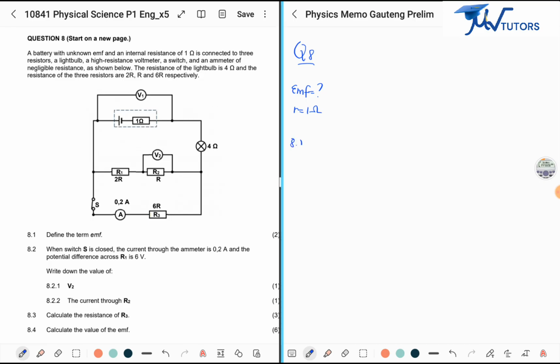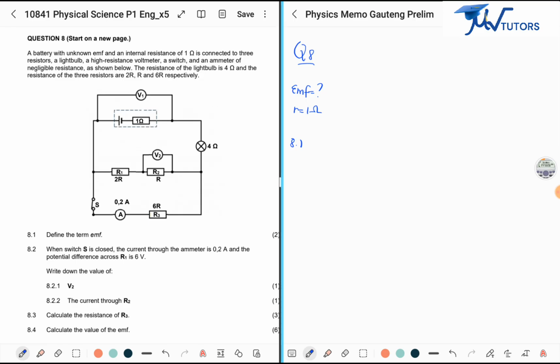Now 8.1, it says define the term EMF. We're seeing a trend with these theoretical questions, right? They can only ask so much, so please make sure that you know all of them. The term EMF, how I would say it, is basically the maximum energy per unit charge that a battery provides.